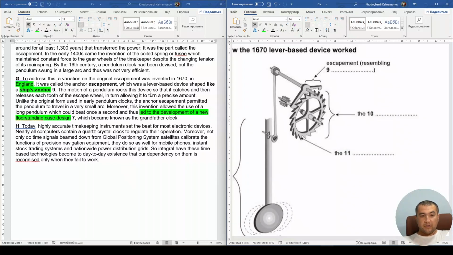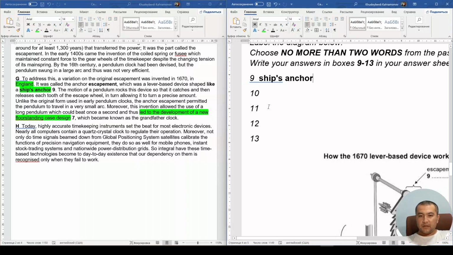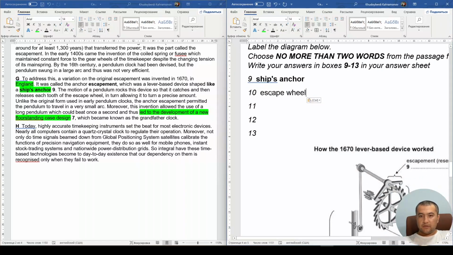The motion of the pendulum rocks this device so that it catches and then releases each tooth of the escape wheel, in turn allowing it to turn a precise amount, right? So as you see here, we have a wheel, an escape wheel. This one should be called escape wheel because it's circular. And these shapes could resemble, look like teeth, a tooth, right? It turns like this, round and round. So 10 should be about escape wheel, and this one is tooth, right?